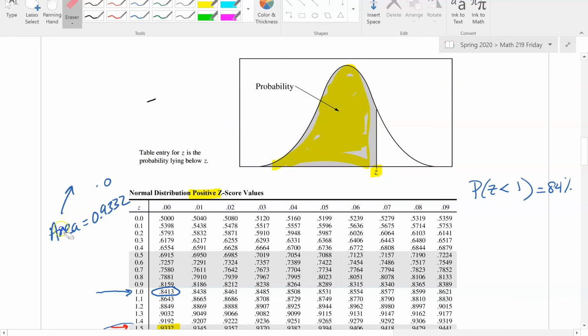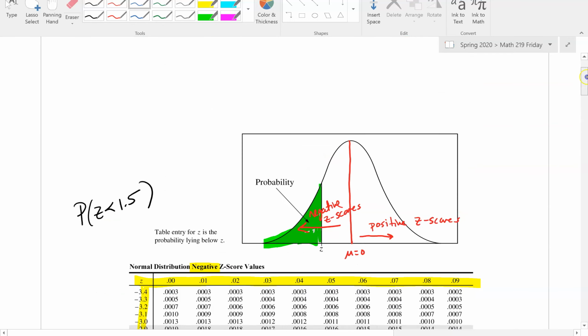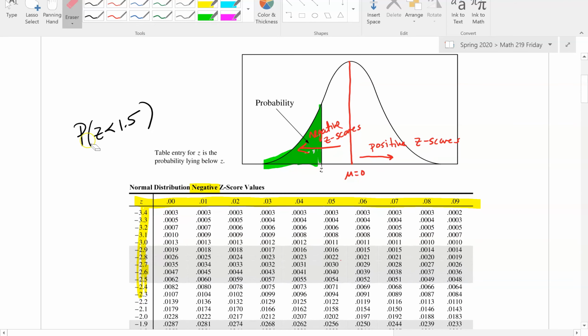Let me erase all this stuff since we don't need it now. Oh, I'm still on the page for the positive z-scores. I need the negative z-scores, so I've got to scroll up to that one. All right, this table tells me how to deal with negative z-scores. Again, there's the mean of 0, and I'm looking for the area to the left of a z-score of -1.53. I want that area right there.